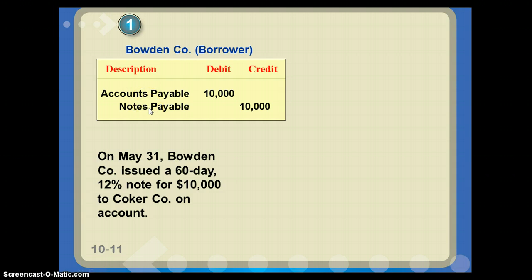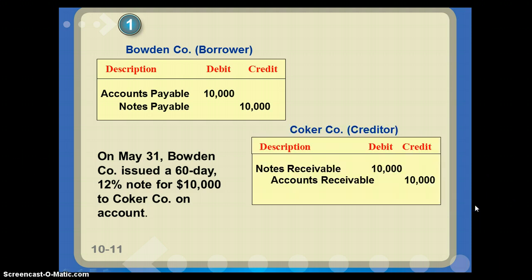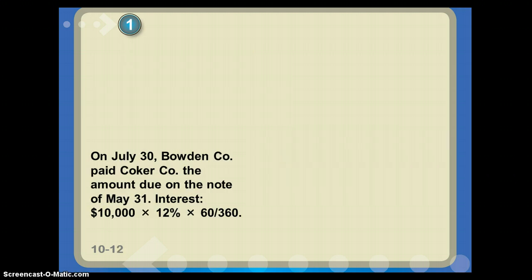For Coker Company, what is the account going to be? We did that in a previous chapter. Coker Company, somebody is dishonoring an account payable. So they have their accounts receivable changed to a notes receivable. This is review from the previous chapter. Now we're just tying them together, looking at both sides of the transaction.